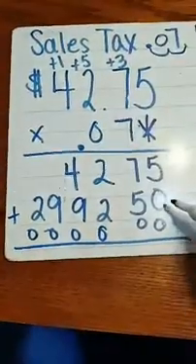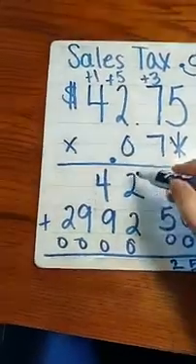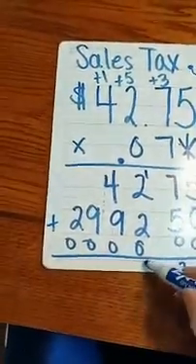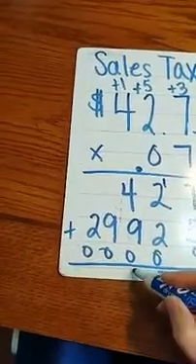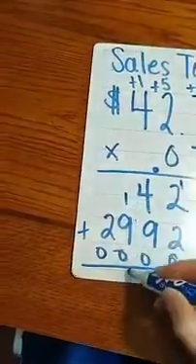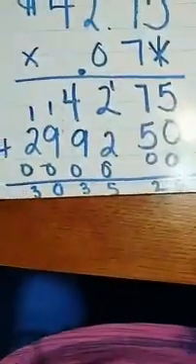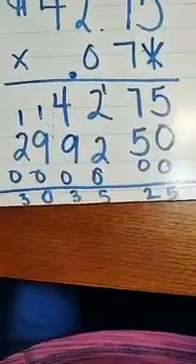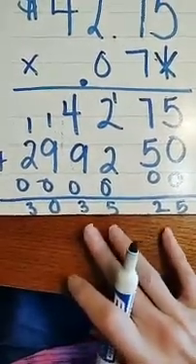If I add, I've got 5, 12, 5. 9 plus 4 is 13. 10, 3. Well, geez, that's a big number for sales tax. We know that the sales tax is going to come out of this, but let's go figure out what it is.